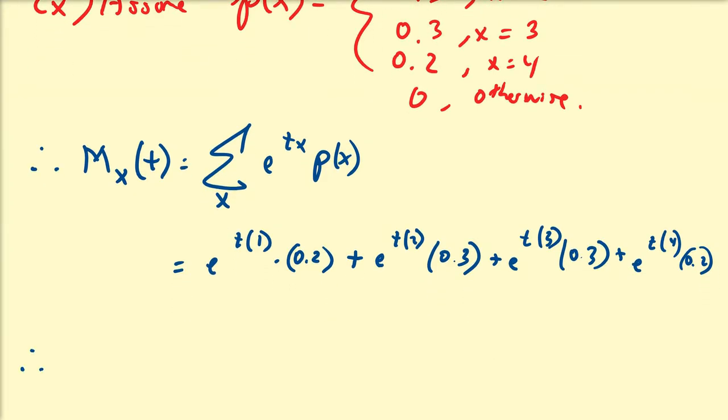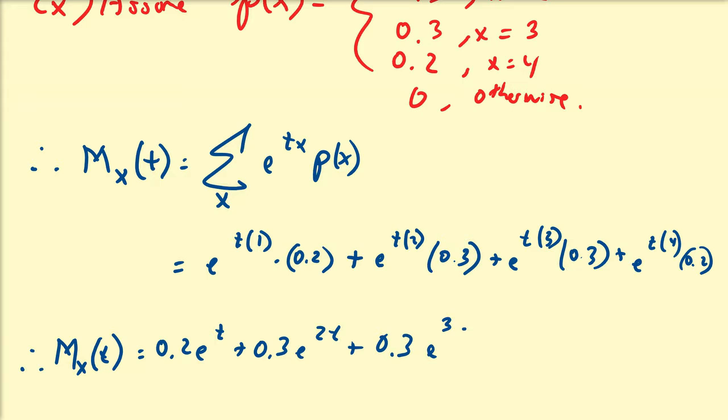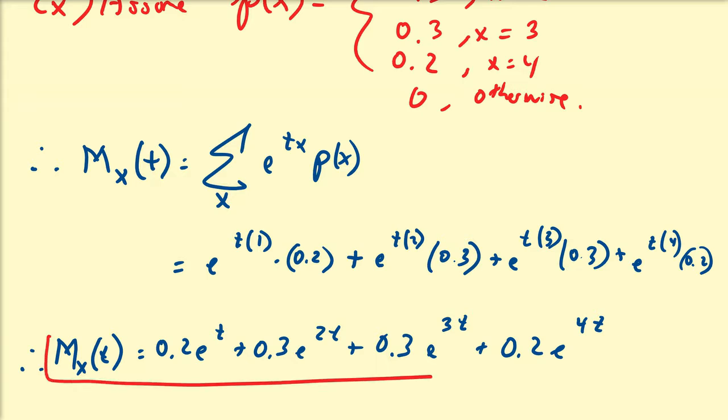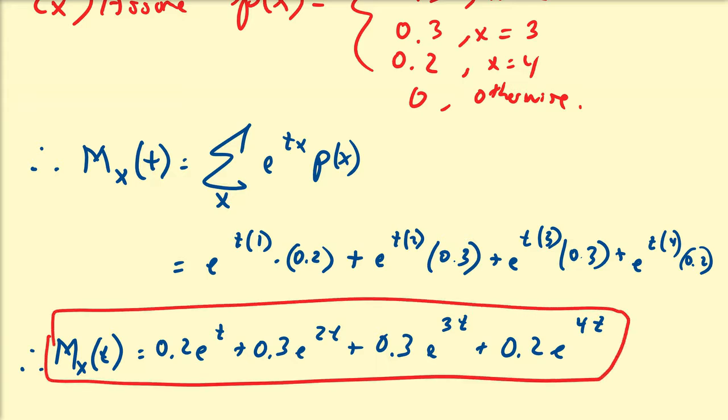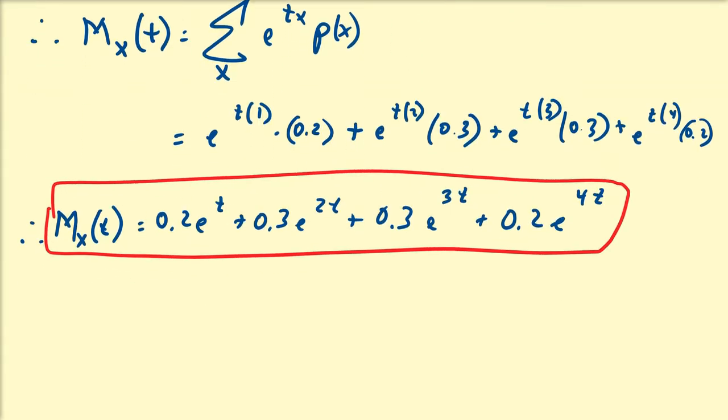So I can rewrite this in a nicer way. M_X of t is just going to be equal to 0.2 e to the t plus 0.3 e to the 2t plus 0.3 e to the 3t plus 0.2 e to the 4t. So this is the moment generating function of my random variable X. This is a very, very important tool. So let's just calculate a couple of properties.